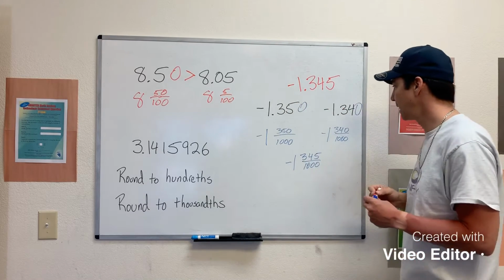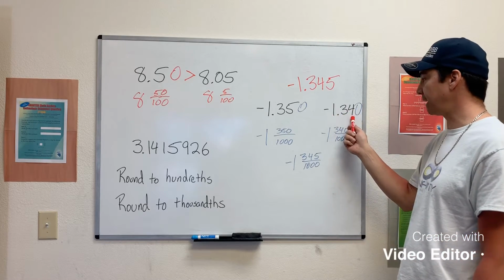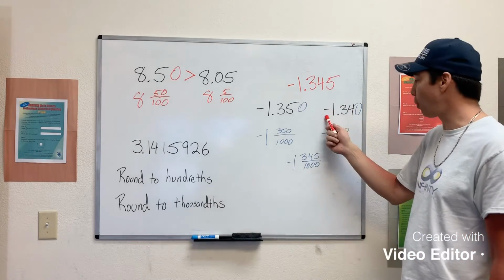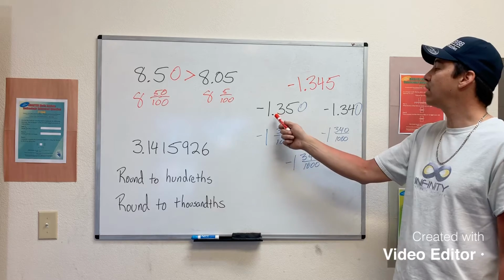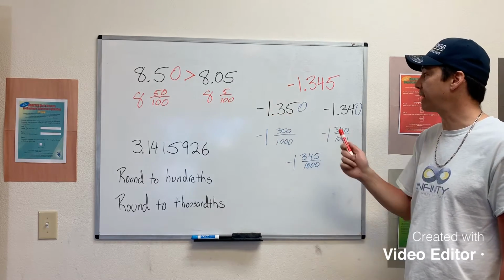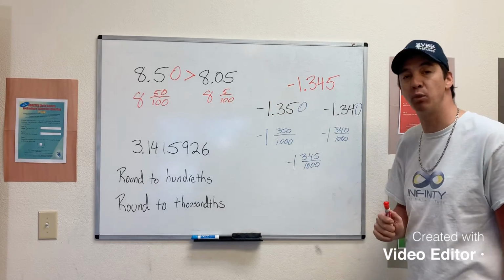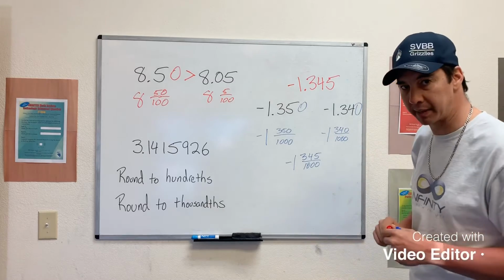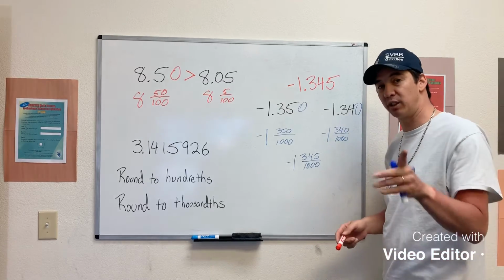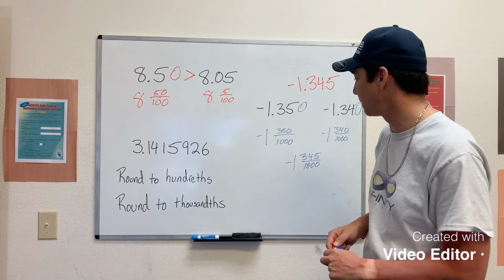-1.345. That's greater than -1.35, yet less than -1.34. This number falls in between the two. There's a bunch of problems like that on your homework. Again, the link should be underneath in the description.